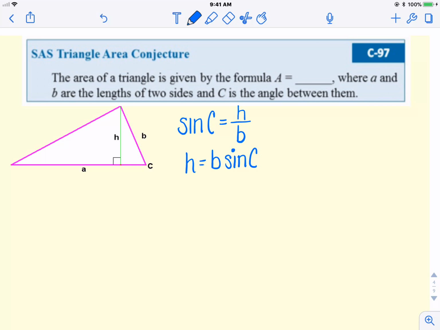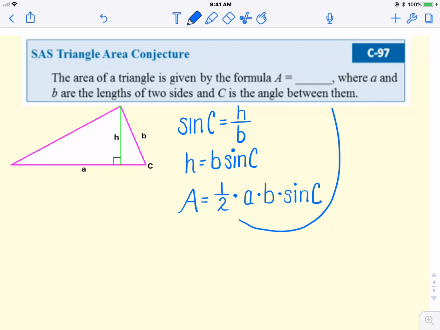From there, I'd be able to put that into the area formula. The area formula would say 1/2, the side length serving as our base, and then what's our height for that base. This is what's called the side angle side triangle area formula, or conjecture, because it allows us to find area from the two side lengths and the included angle by calculating the height for us with that sine ratio, and then calculating the area of the triangle in one step instead of two.